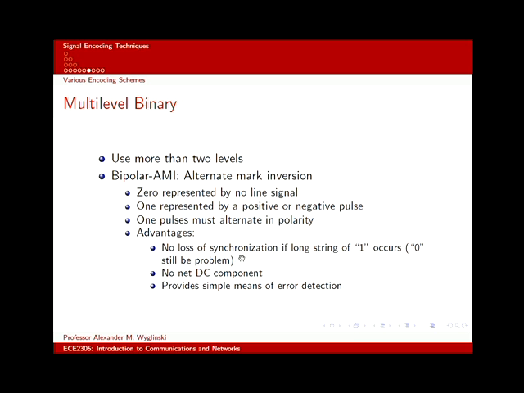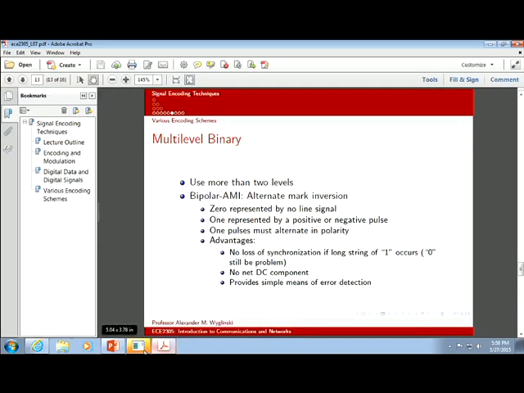In this case, you don't have a loss of synchronization if a long string of ones occurs. Zeros actually could be a problem, because it's like, what was that last one, right? Or nothing happens. Is someone still transmitting? How do you differentiate no transmission versus zero transmission? And there's no net DC component, and it provides a simple way of error detection. So what do I mean by this? Let's actually draw this.